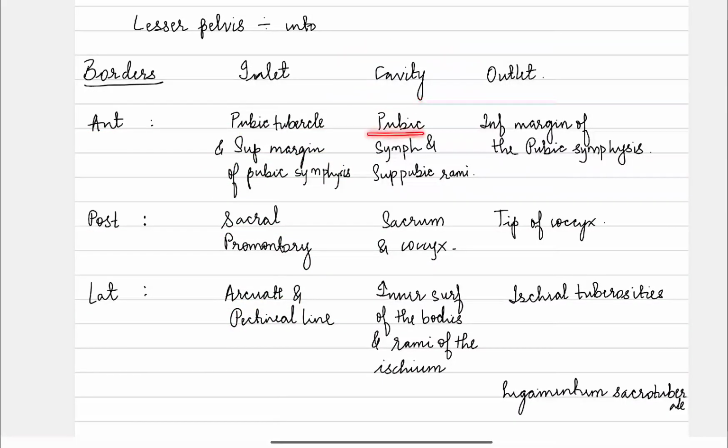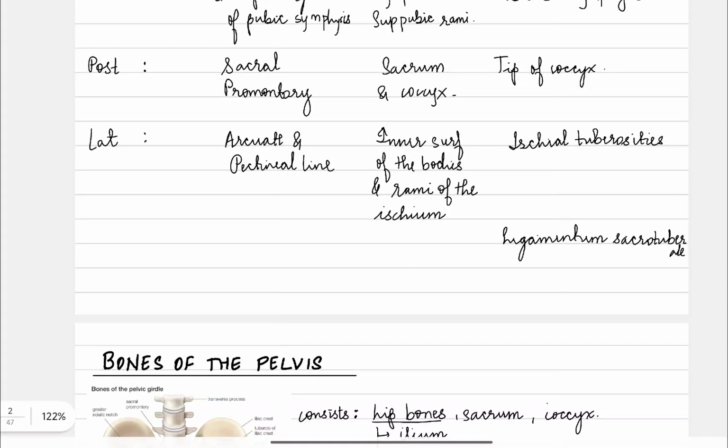Cavity: anteriorly there is pubic symphysis and subpubic rami. Posteriorly there is sacrum and coccyx. Laterally there is inner surface of bodies of rami of the ischium. Outlet: anteriorly inferior margin of the pubic symphysis. Posteriorly there is tip of coccyx and laterally ischial tuberosity is present. And also sacrotuberous ligament is present.